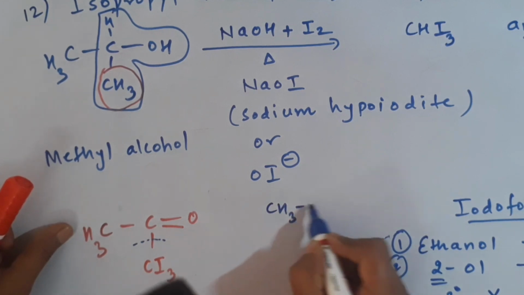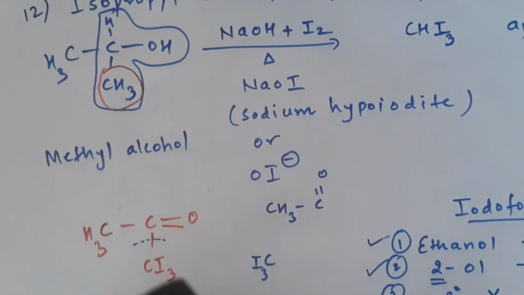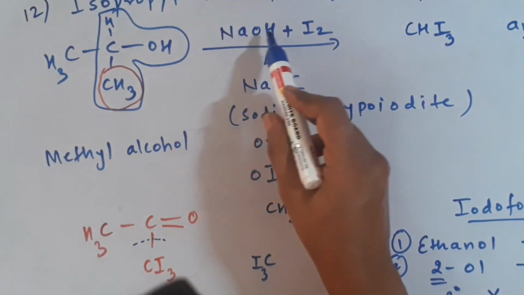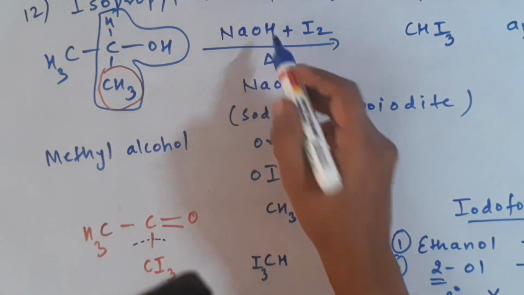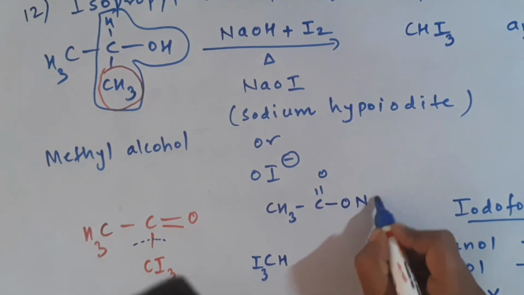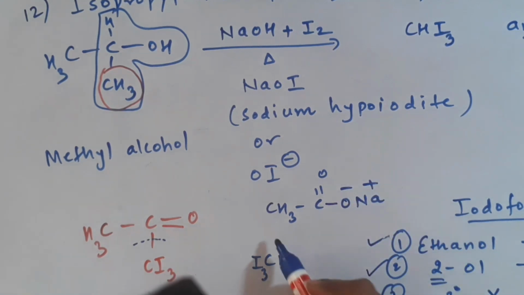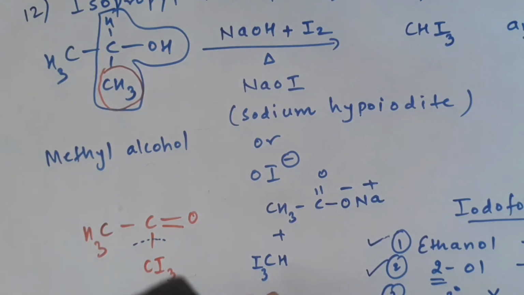First CH3 C double bond O, and the second is CI3. Now the reagent is NaOH, so you have to write the H over here and the NaO over here. I cannot write NaO, I'll write ONa, O minus Na plus. So we get CH3COO minus Na plus, and this is CHI3, that is iodoform. So iodoform can be made like this. Very simple. I will take one more example and show you how to make iodoform.